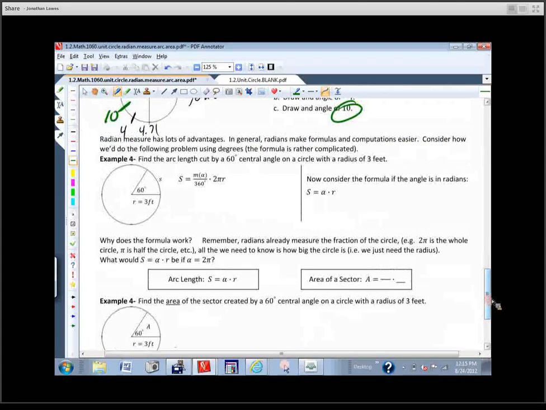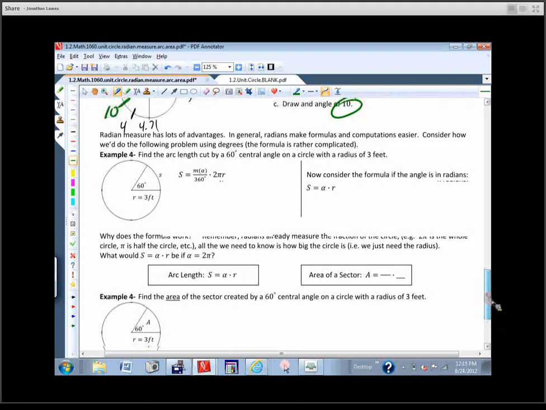Okay. All right. Just enough time to finish up then. So the last couple problems deal with formulas, and it looks like I have, oh, did I make a mistake? They're both example 4. Well, we'll see what we can get through here. This one says, find the arc length cut by a 60-degree central angle on a circle with a radius of 3 feet. So here's our 60-degree central angle.